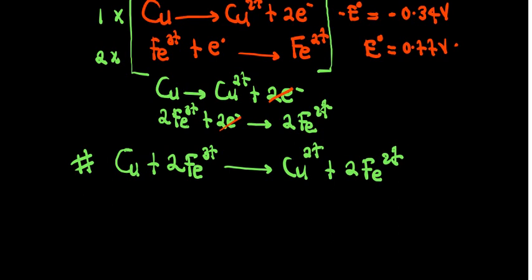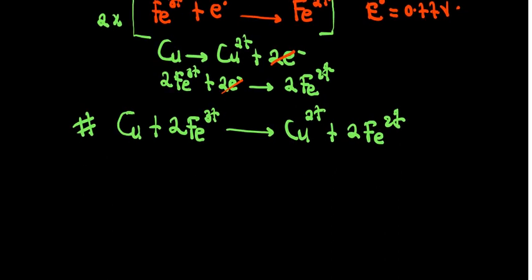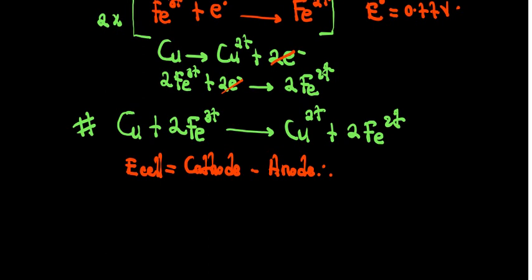And when you're finding the E cell, this is the formula for it. The E cell value is the cathode minus the anode. If you don't want to remember cathode minus the anode, you know what happens at the cathode and what happens at the anode. At the cathode, we have the oxidizing agent, that's why we have reduction. And at the anode, we have the reducing agent, also oxidation.